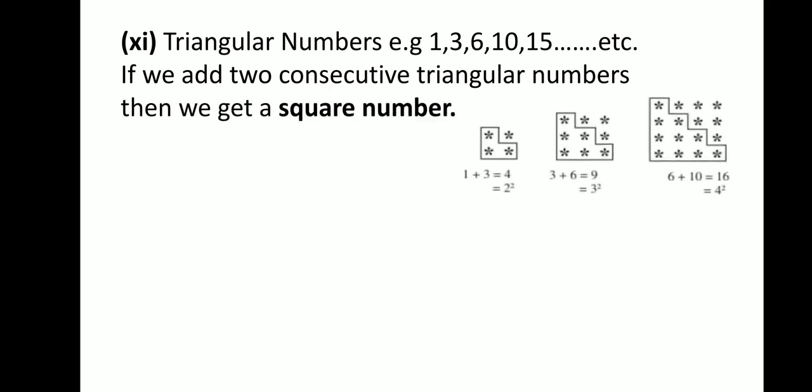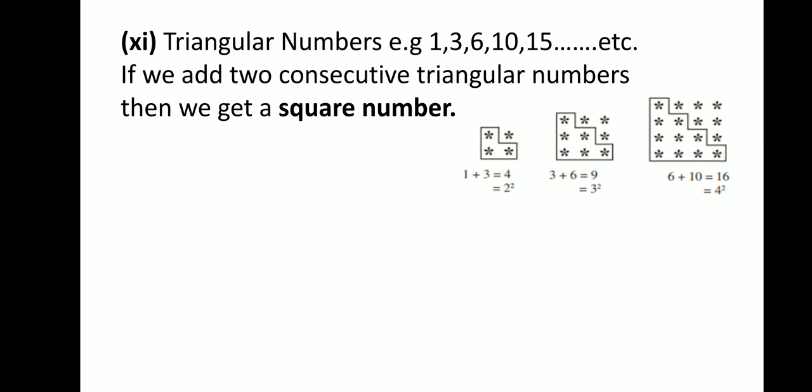Like if I add 1 and 3, these two are triangular numbers, then I get 4, which is equal to 2 square, which is a square number. Another example is 3 plus 6, that is equal to 9. 3 and 6 are two triangular numbers, and 9 is equal to 3 square, which is again a square number. 6 and 10, these two are triangular numbers. Together they add up to 16, which is equal to 4 square, which is again a square number.